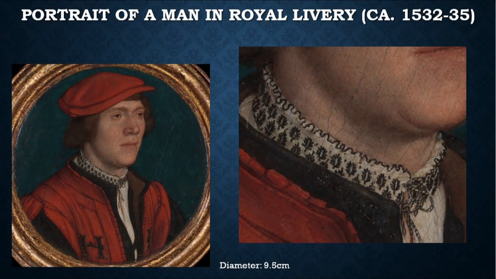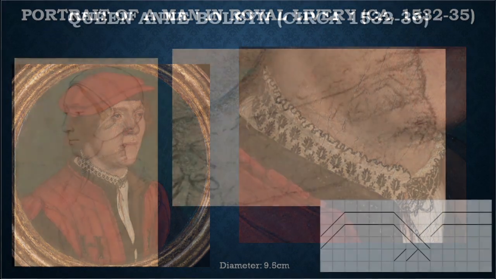Here is a portrait of a man in royal livery from about 1532 to 1535. If you zoom in on the collar, yes, that is blackwork in the sense that it is black embroidery on his collar. However, if you notice, this is not iconic of the geometric blackwork embroidery that Holbein is known for. But this is still black silk thread embroidered on the collar.